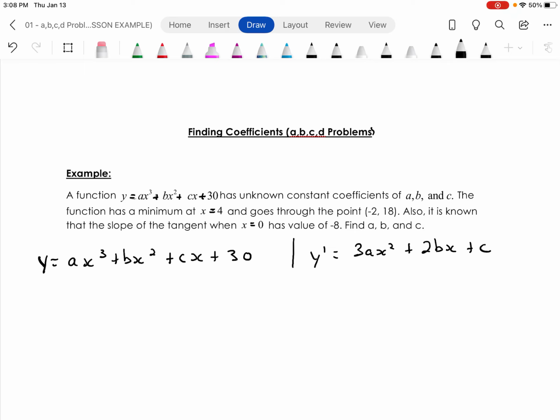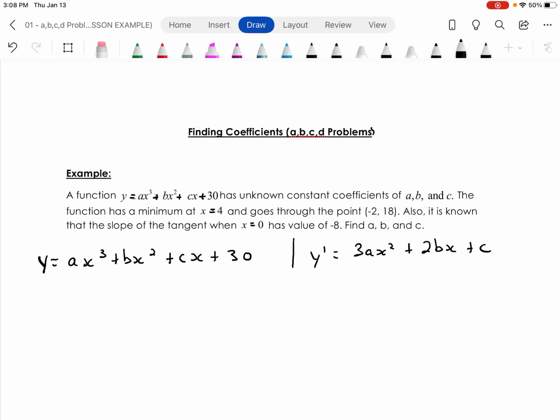The derivative of ax cubed: bring down the 3 and multiply it by the a. So that's 3a, reduce the power by 1. Do the same thing for bx squared, bring down the 2, multiply it by the b, so I get 2bx. And then the derivative of cx is just c, the derivative of 30 is 0. And so now I've got some equations to work with.